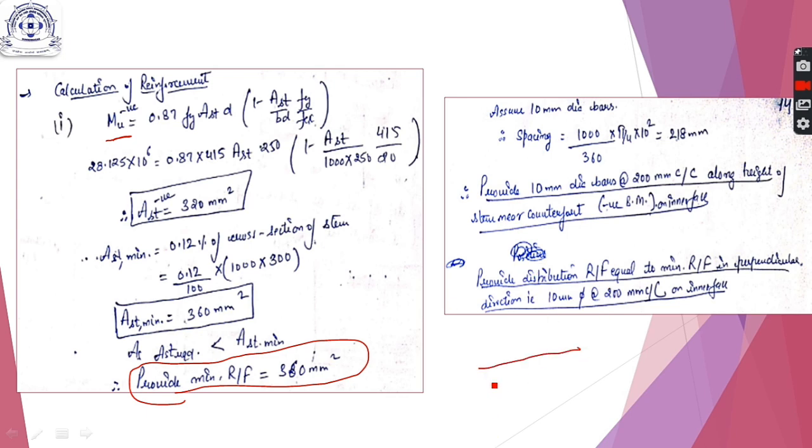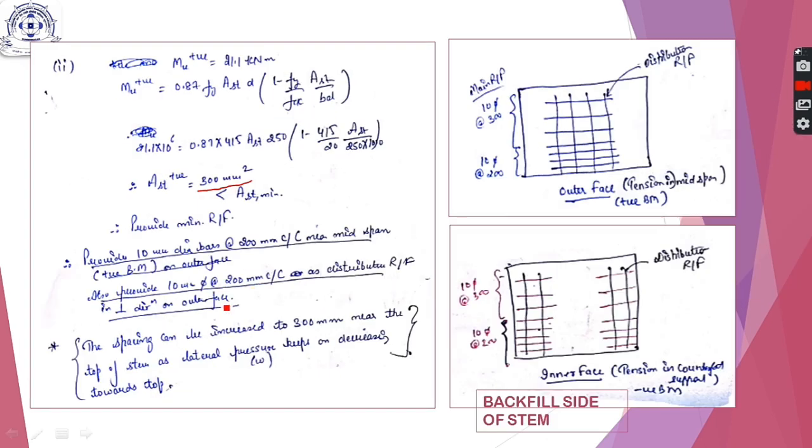So now we have provided the horizontal reinforcement in stem like this. As you know, we cannot provide the reinforcement like this only. We have to provide a certain amount of reinforcement in the opposite direction also. So distribution reinforcement equal to the minimum reinforcement is provided in the perpendicular direction, that is the vertical direction, on the inner face also and on the outer face also.